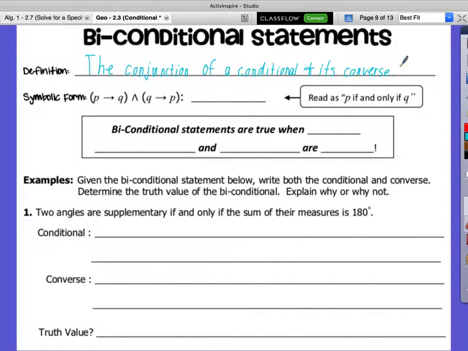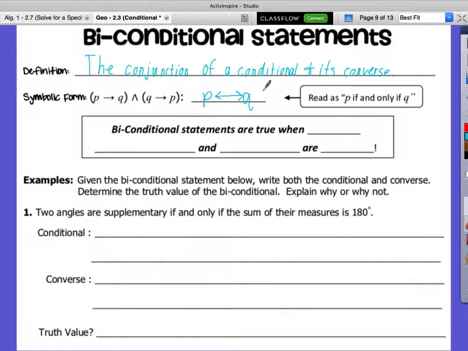The first part, if P then Q, that's our conditional. The second part, if Q then P, that's our converse. And then we have our and between them. That's the conjunction of the conditional and the converse. Now, this is a long symbol, so what we often do is write P and Q with a double arrow in between.